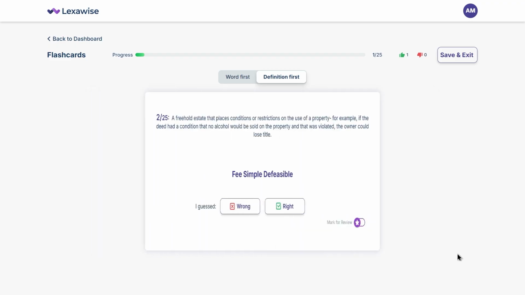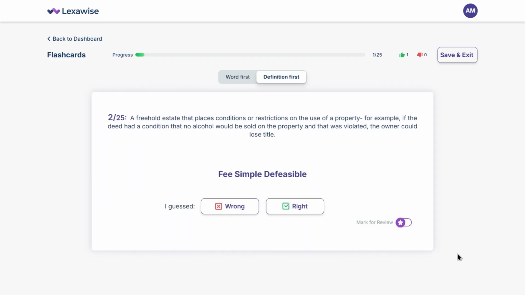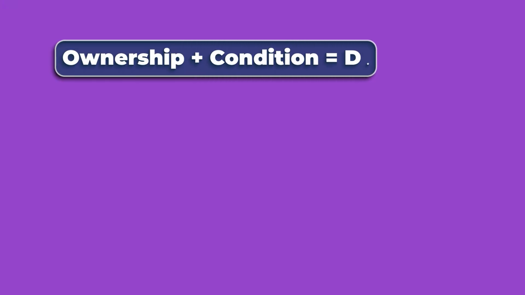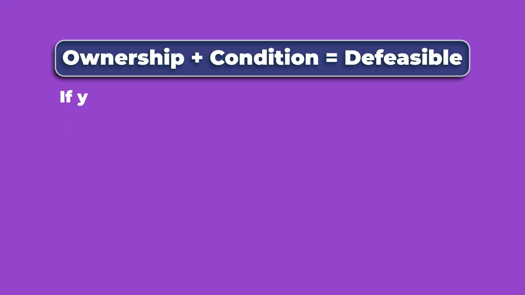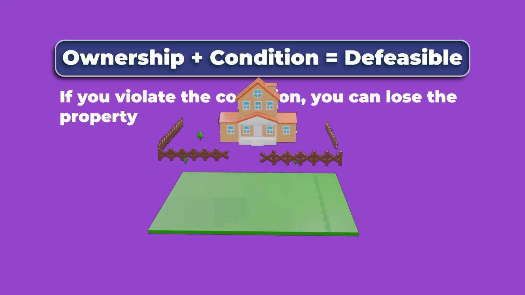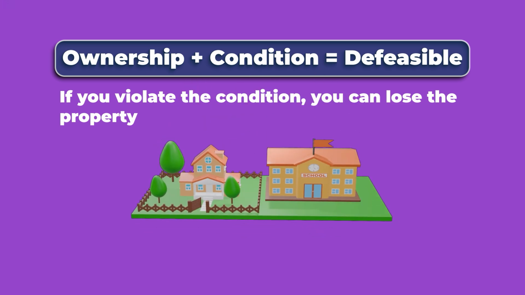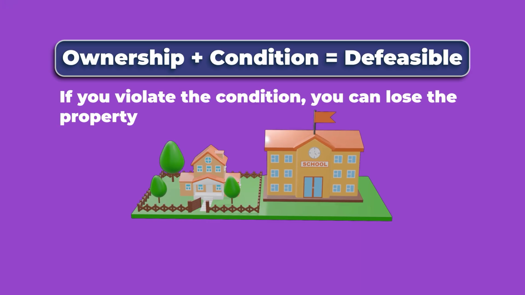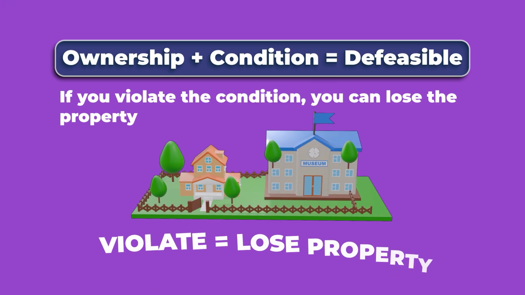The right answer is fee simple defeasible. This is ownership with a condition attached. If you violate the condition, you can lose the property. It defeats your ownership. The grantor can take it back. Common example, land donated for a school with the condition it stays a school. Stop using it as a school, you lose it.